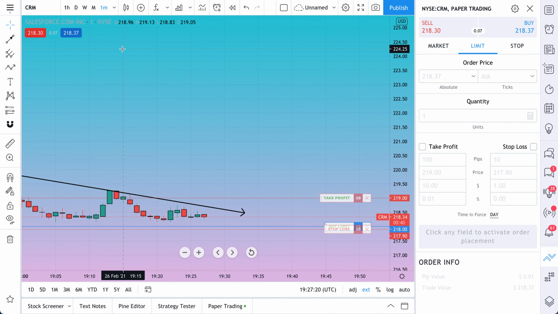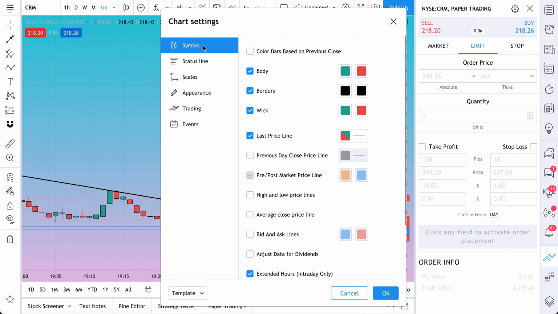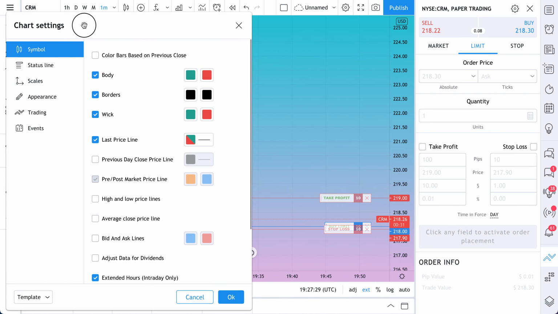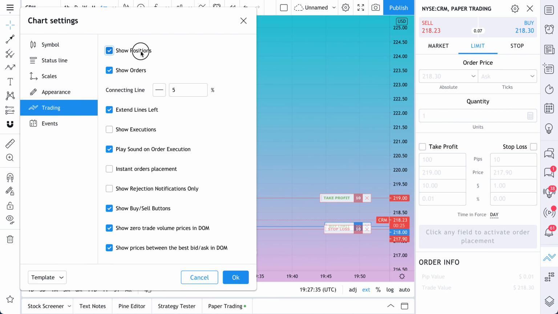Another quick helpful tip is if you right click and go to settings, in this menu there is something called trading. So normally you would open up settings, you'd see symbol, and you'd go down to trading, and these are all of the options available to you. You can customize all of this. So show positions, show orders.